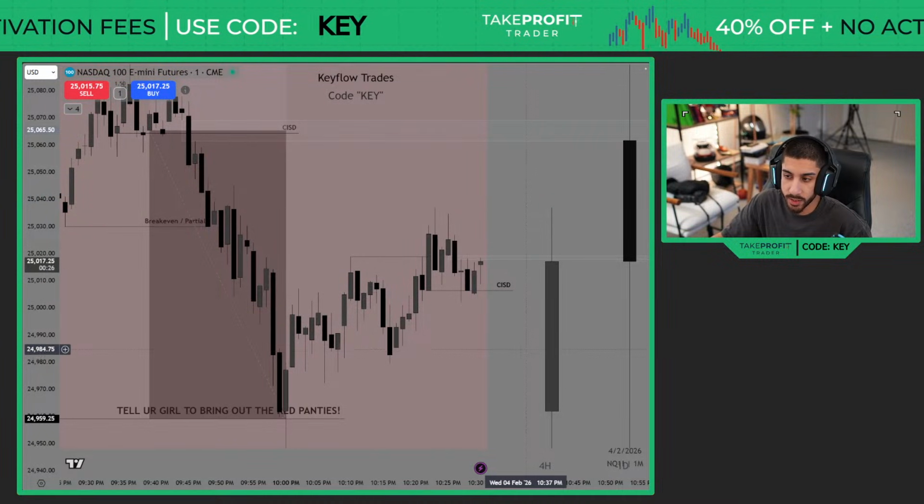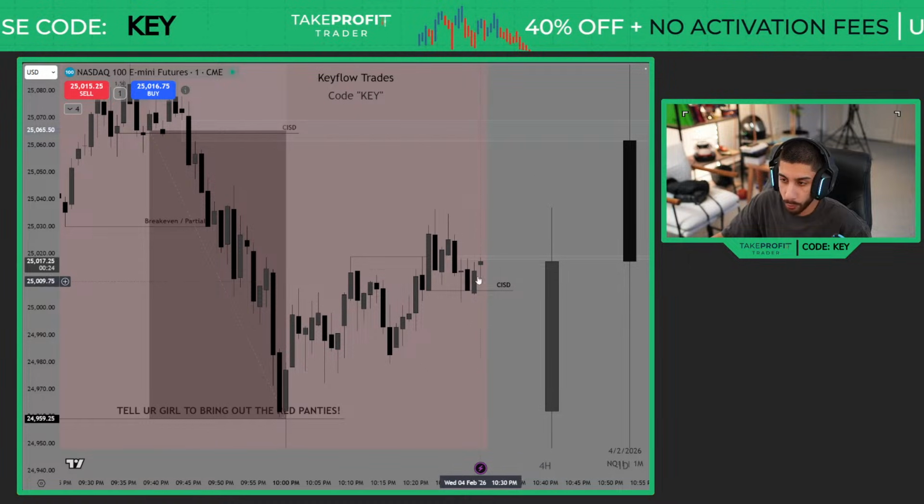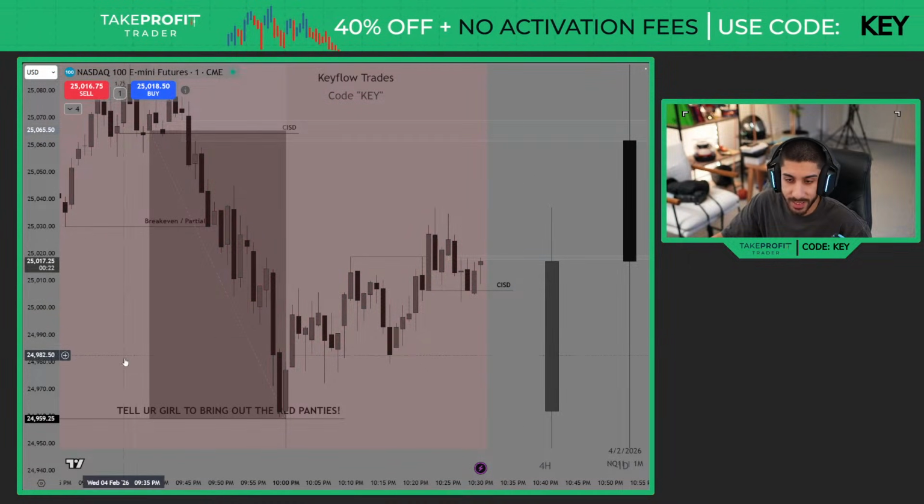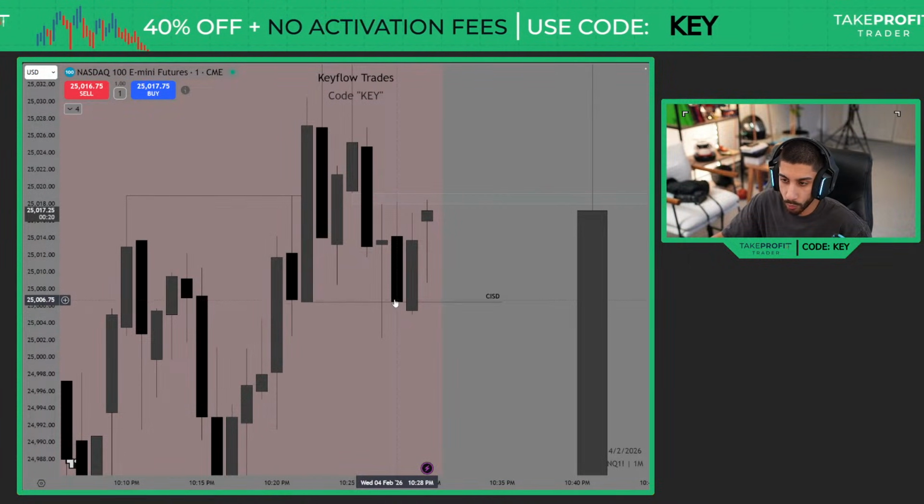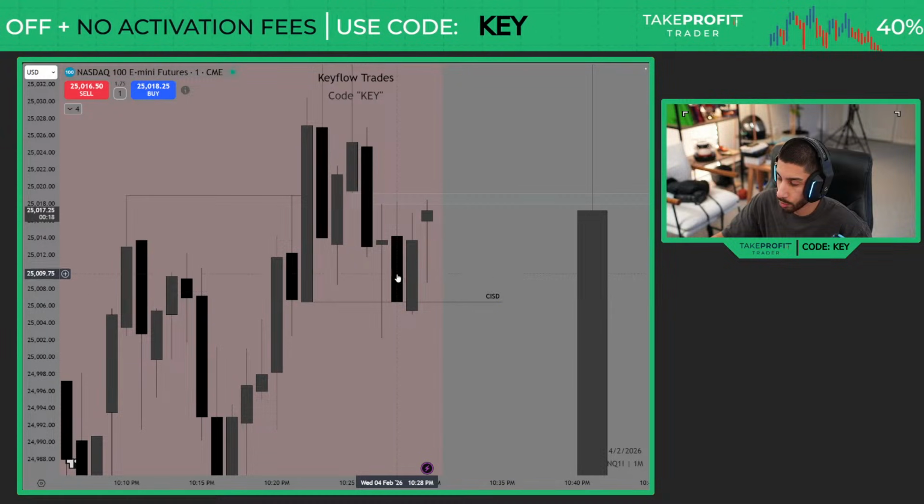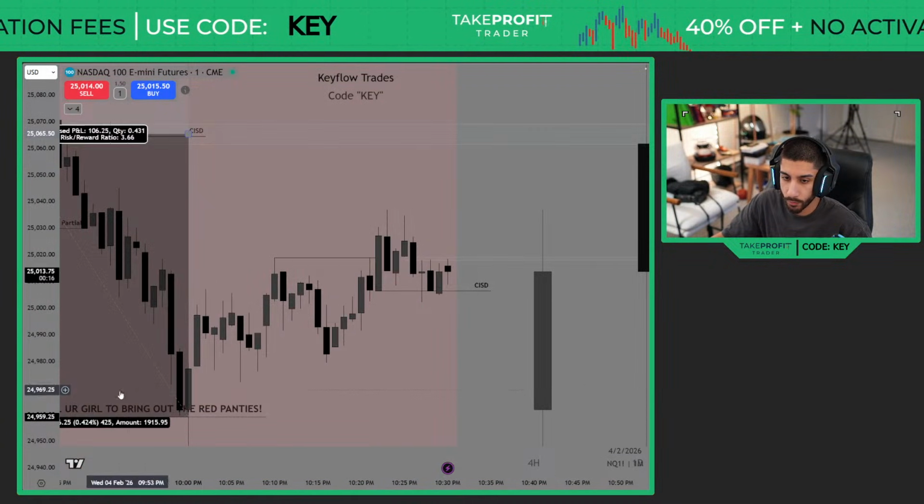We did not get a change in state of delivery here, guys. Nope. We have to have a closure underneath the change in state level. This here was an equal closure. There is no closure below. Right?